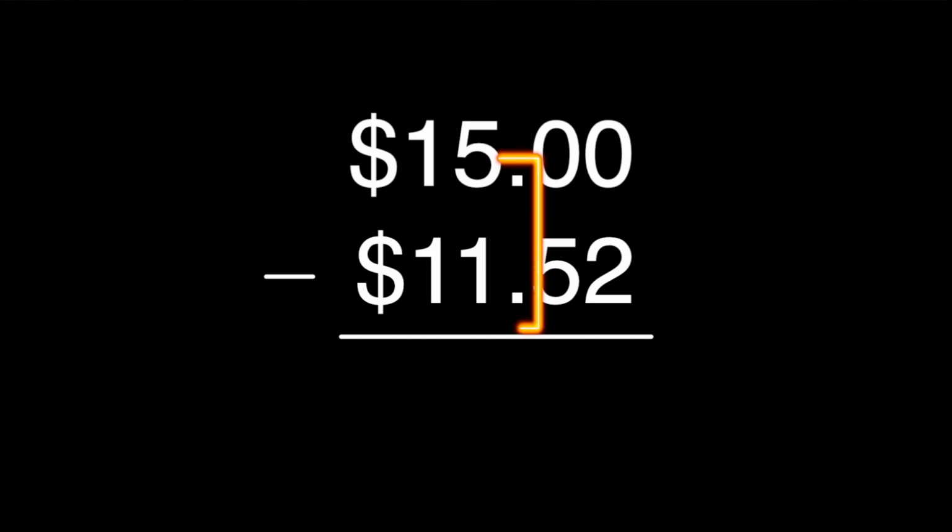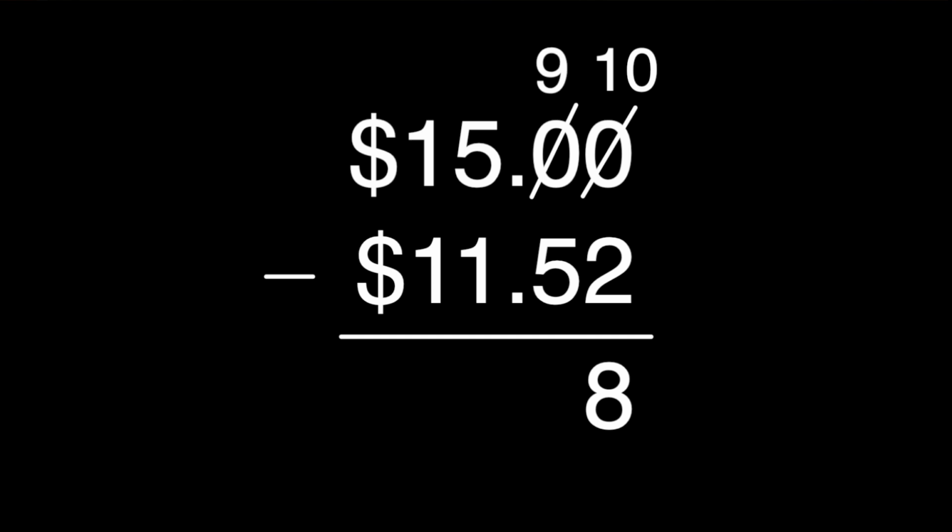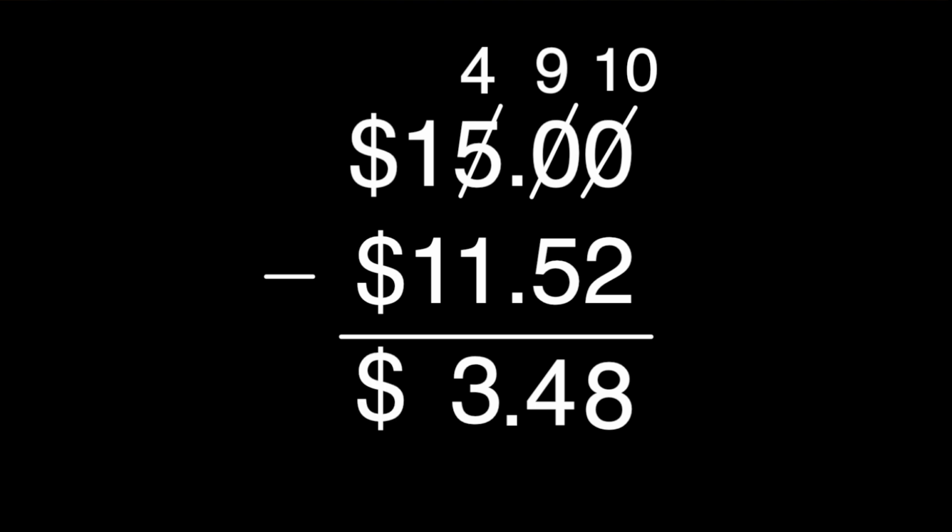The 0 becomes a 10. 10 minus 2 equals 8. The next 0 becomes a 9. 9 minus 5 equals 4. The 5 becomes a 4. 4 minus 1 equals 3. And 1 minus 1 equals 0. $15 minus $11.52 equals $3.48.